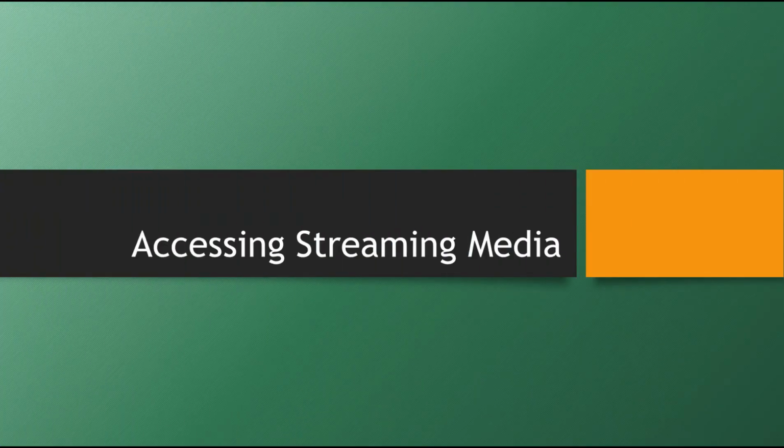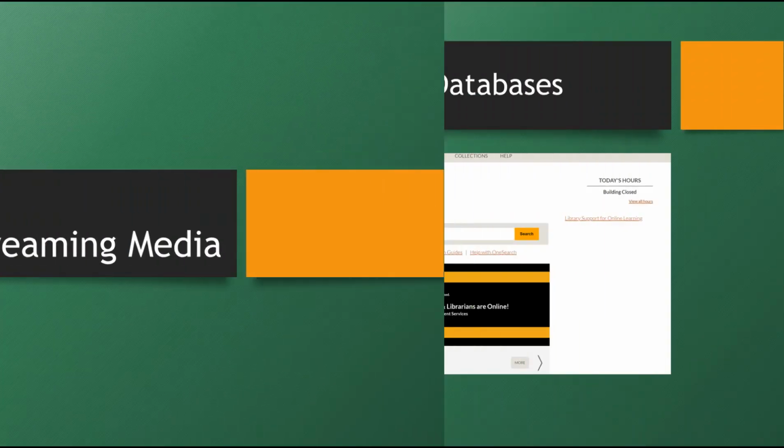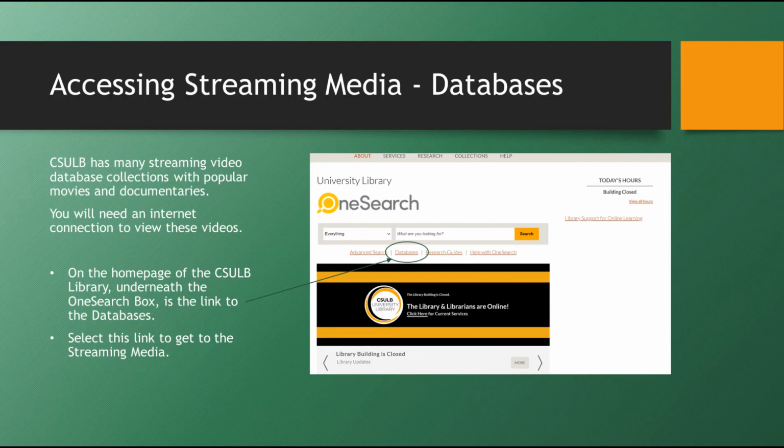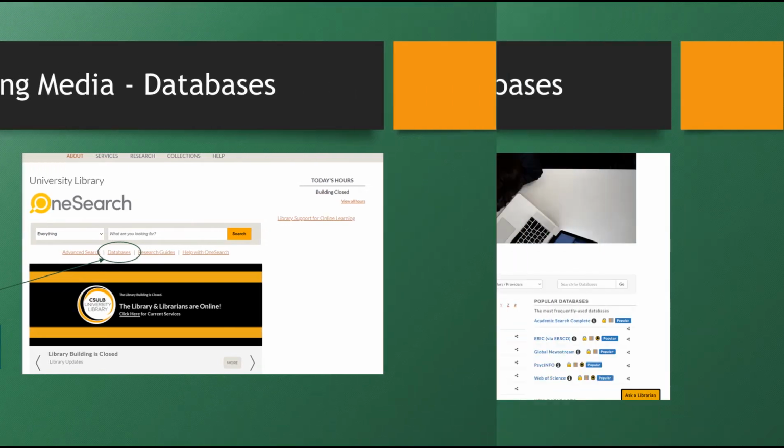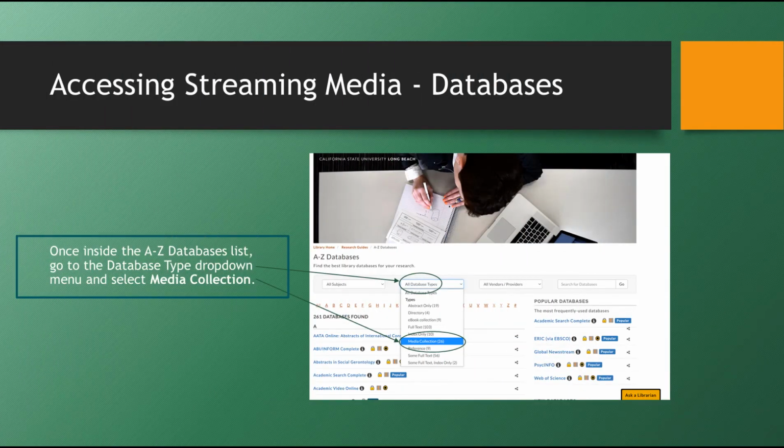Accessing streaming media databases. CSULB has many streaming video database collections with popular movies and documentaries. You will need an internet connection to view these videos. On the homepage of the CSULB Library, underneath the OneSearch box, is the link to the databases. Select this link to get to the streaming media. Once inside the A to Z databases list, go to the Database Type drop-down menu and select Media Collection.